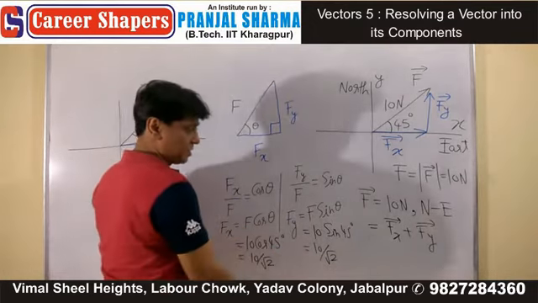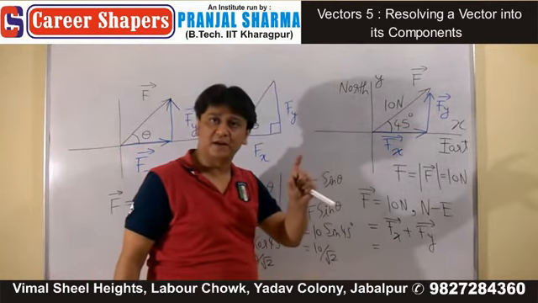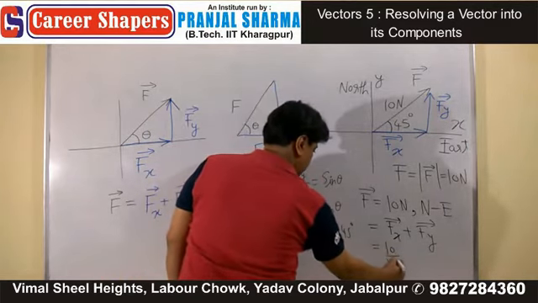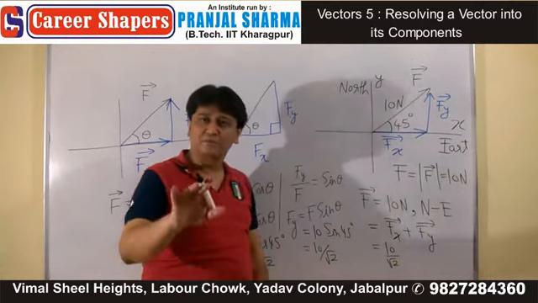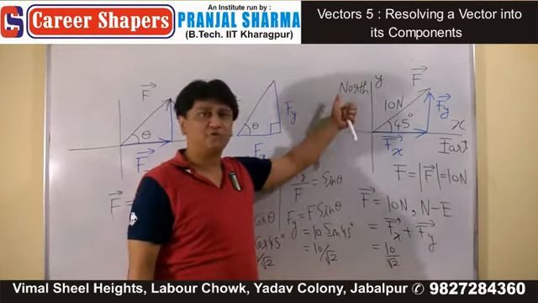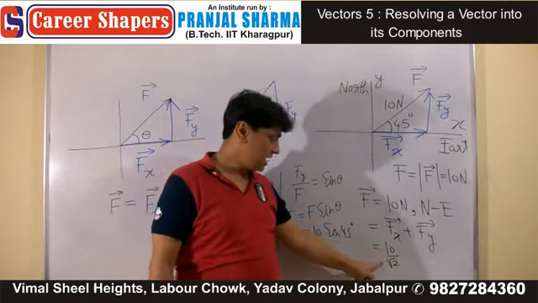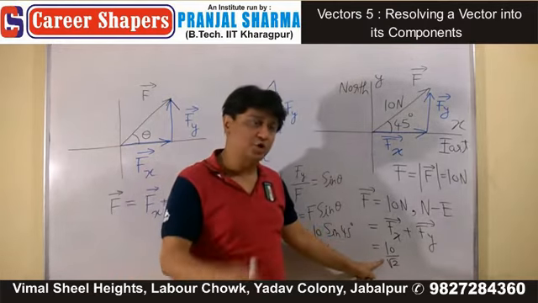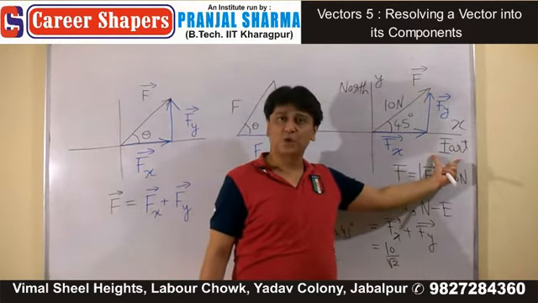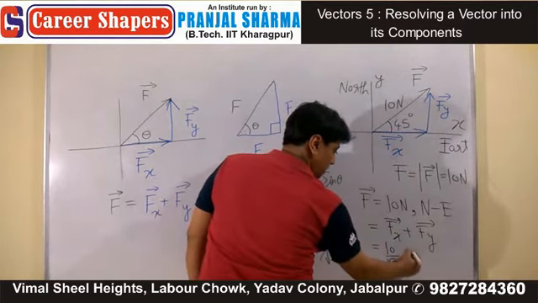But now look here. What is Fx vector? A vector has magnitude as well as direction. What is the magnitude? 10 by root 2. I'm just not using the unit Newton for the time being so that we can avoid the confusion between north and Newton. This is the magnitude. What is the direction of Fx? East only. And therefore write 10 root 2 comma east.